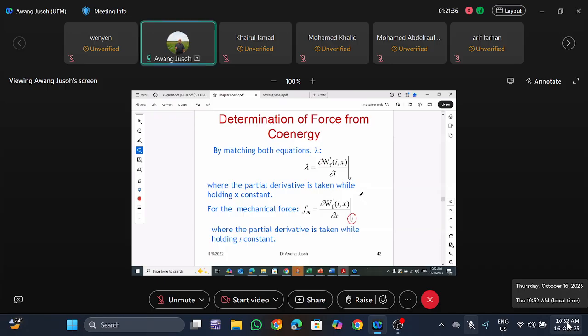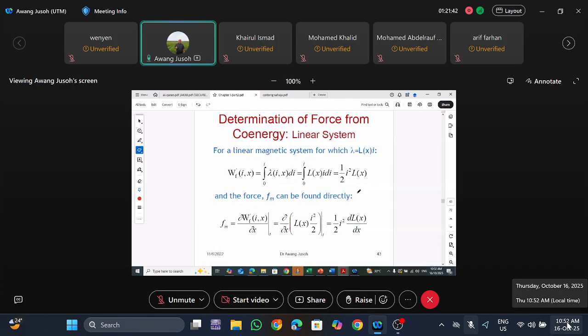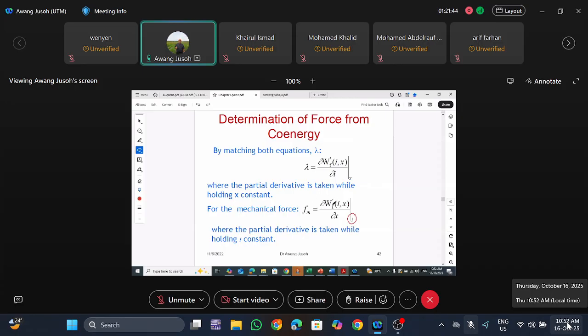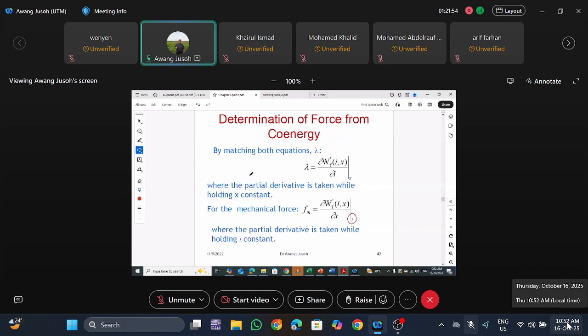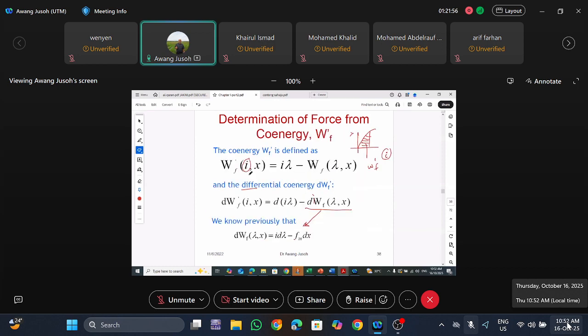So that's how we calculate or find the force from the electromechanical device. We can use two ways. First, by using energy. The second one, by using co-energy. So this is for non-linear. If the system is linear, then we can do the same thing. Just put co-energy, lambda di. Remember the formula? Lambda di.